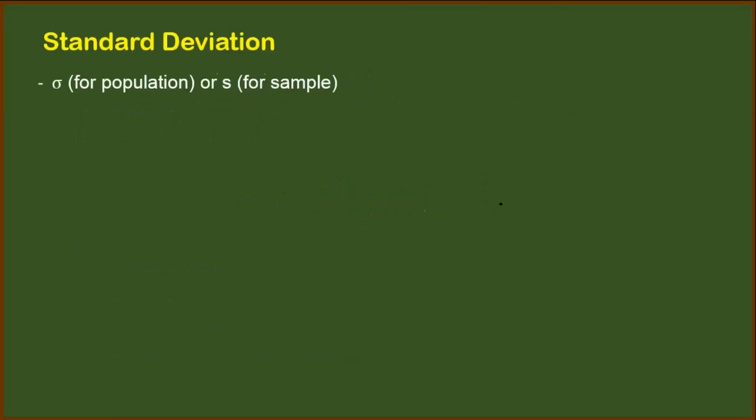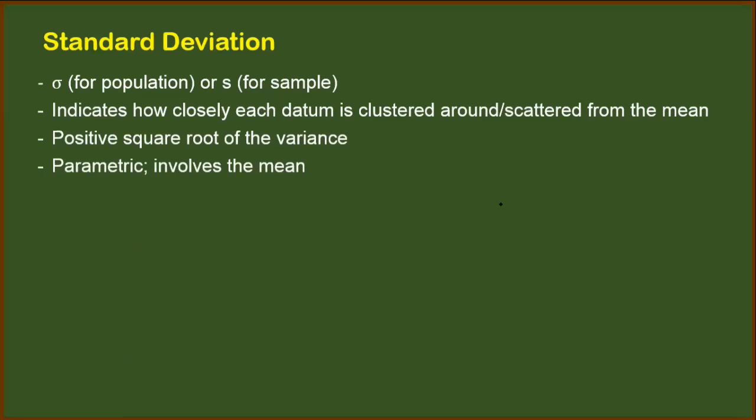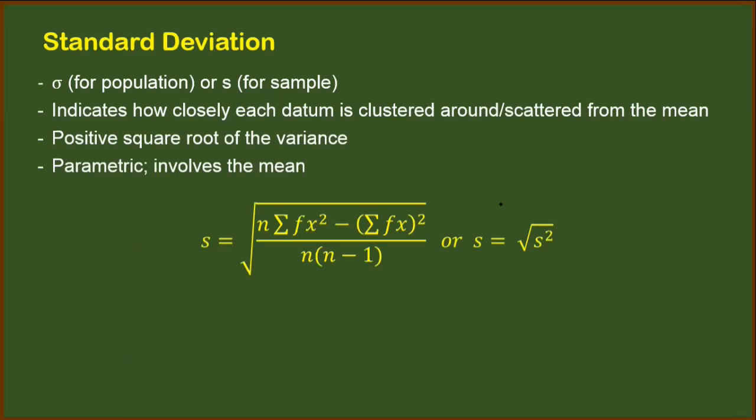Standard deviation is still symbolized by these two values for population and for sample. It is still the indication of how closely each datum is clustered or scattered around the mean. Still, it is the positive square root of the variance, and it is still parametric. So just like what we did in getting the standard deviation for ungrouped data, the standard deviation for grouped data will just be the positive square root of the variance.